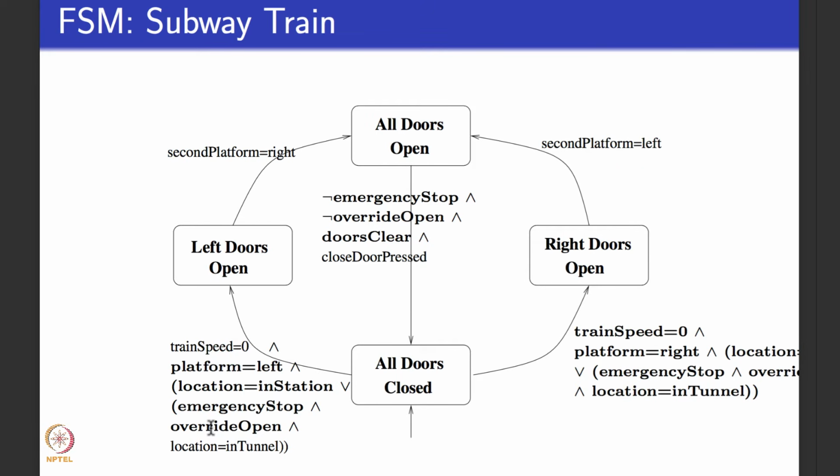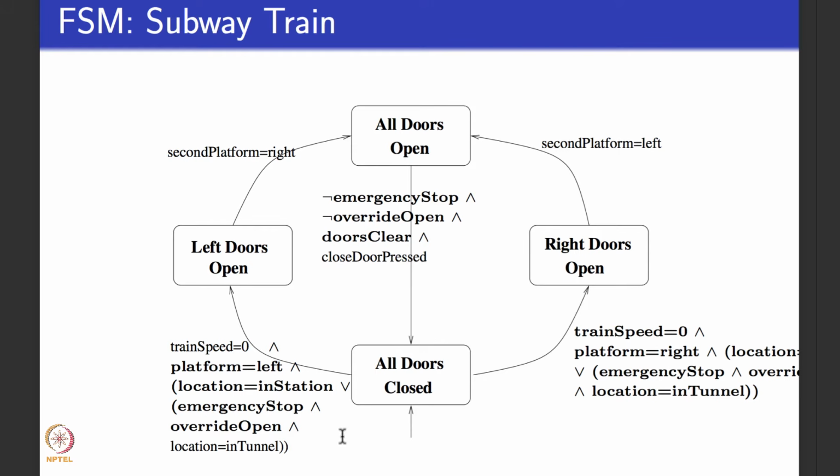So let's read the predicate and understand what it says. It says train speed is 0, which means the train is not moving. It's come to a station. If the train is moving, you better not open the doors, right? And it says the platform is on the left hand side. That's what I told you a little while ago. Location: either the train is in the station, which says location is in station, or somebody has pressed an emergency stop button, that's why the train is not moving, and has also done an override open of the train while the train is still in the tunnel.